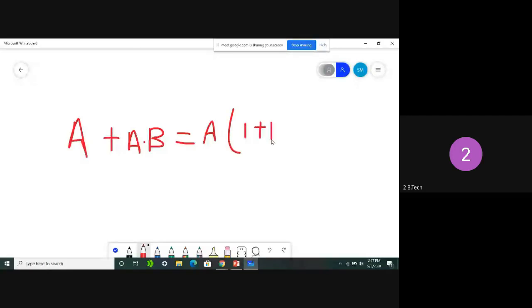So can anyone tell me what is the value of 1 plus B or B plus 1? Using the OR law, what will be 1 plus B? Very good, very good. Its value is going to be 1. So this is called the absorption law. While simplifying Boolean functions, we can use all these formulas.